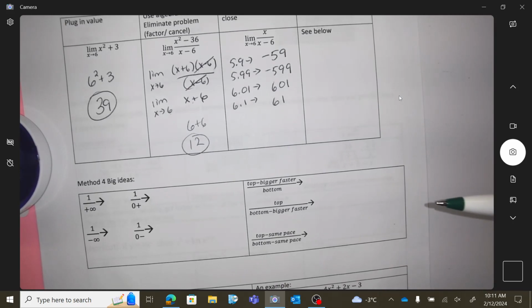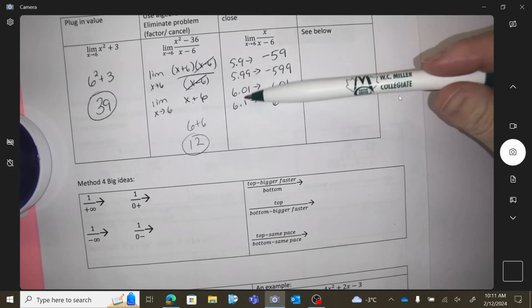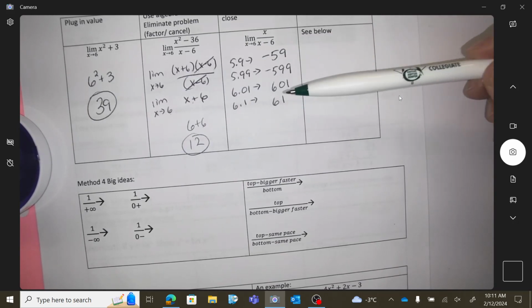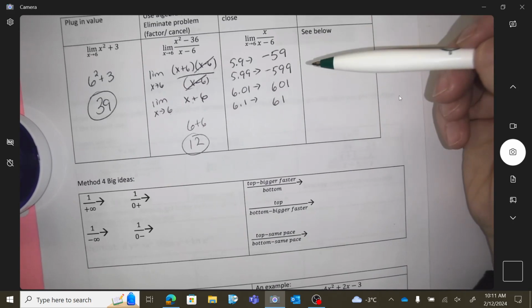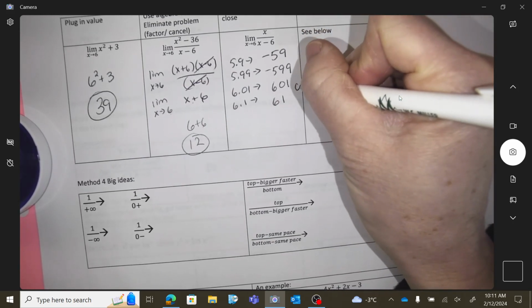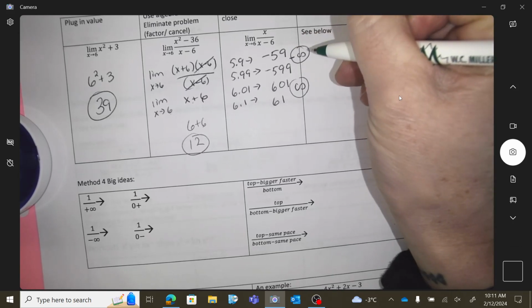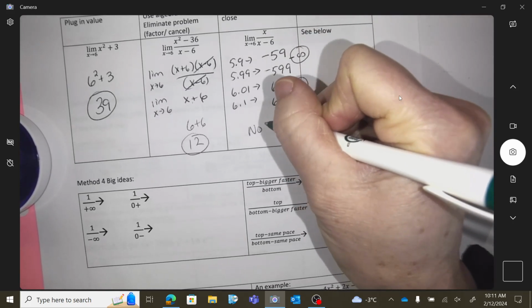So, do I have a conclusion about approaching 6? What's going on with the height? Is there a conclusive number? This one would be going to infinity, but then this one would be going to negative infinity that way, so now it is no limit.